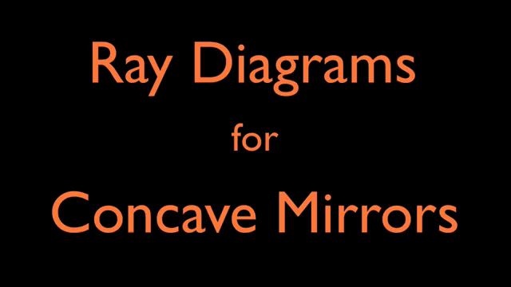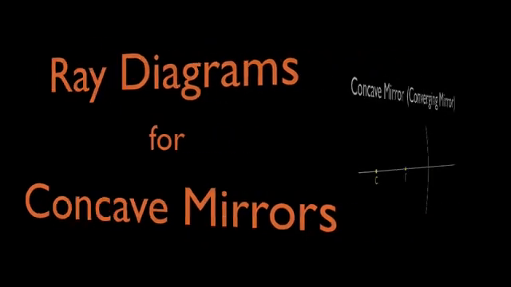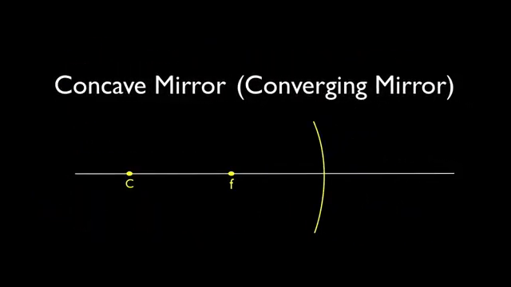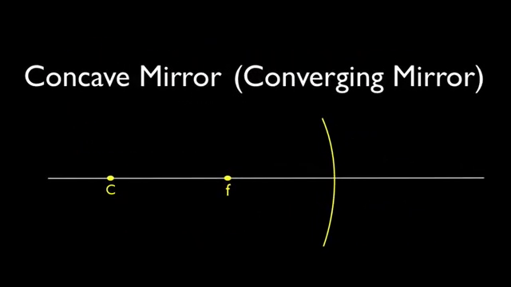Okay, in today's video we're going to go through drawing ray diagrams for concave mirrors, and we want to be able to use those ray diagrams to locate the image. Now here's the general diagram we're going to use. We want to make sure we know the important parts of this diagram.